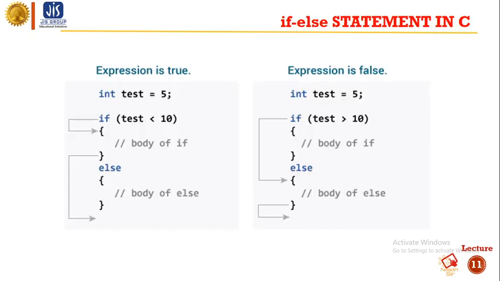So this is a small example of an if statement. You can see the value of the test variable is 5. If test is less than 0, that means this condition is satisfied. Okay, so this part will be executed. And this is the part of else. This will not be executed.